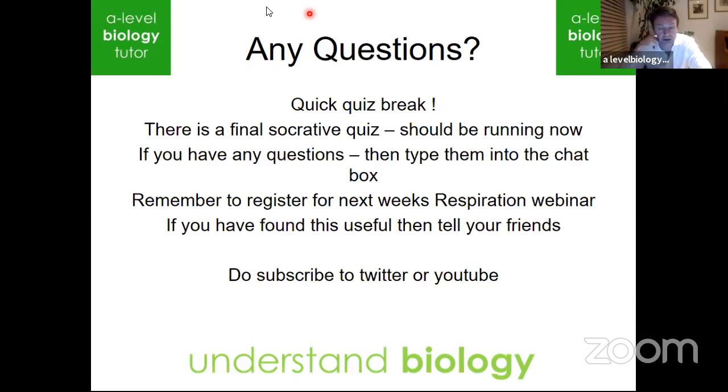So you're going to reduce the flow of blood to the bit of the body which is downstream of that sphincter muscle. So the role of the sphincter muscles is to change in diameter and therefore change the amount of blood that can flow through. I hope that answers your question.